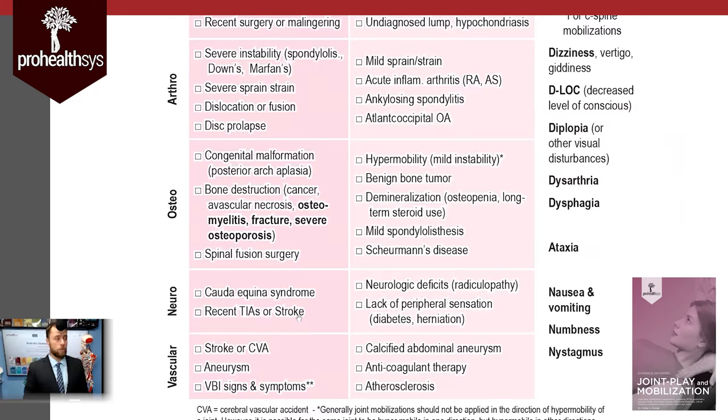They had seen another chiropractor in Vancouver, Washington. I was in Portland. And the guy adjusted on the first visit with obvious cauda equina syndrome. No, no, no. Okay? All right. Next thing is going to be recent transient ischemic attacks and stroke.